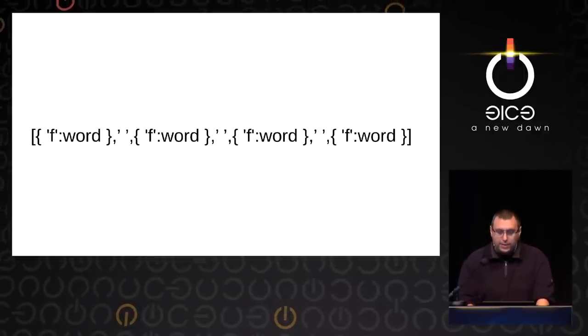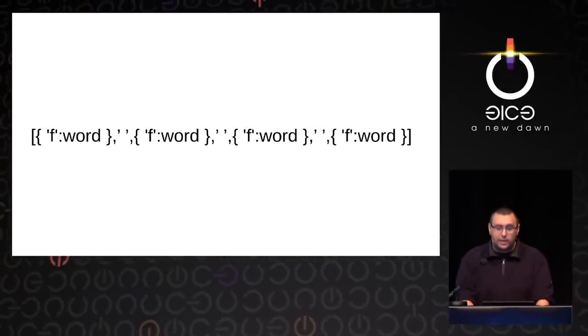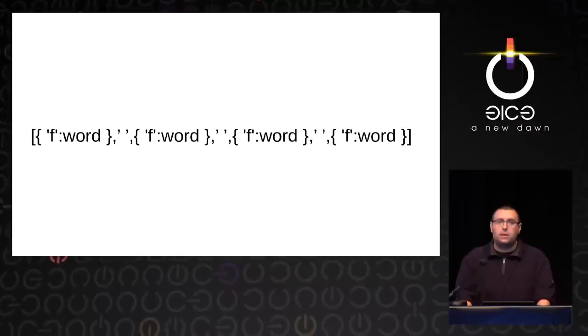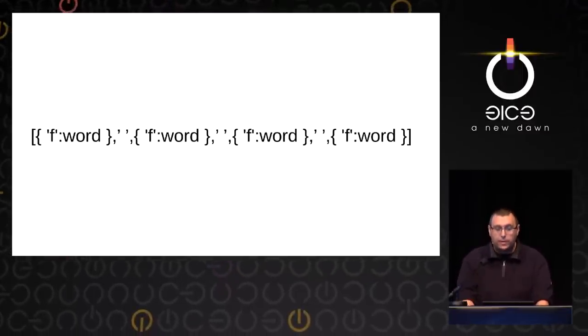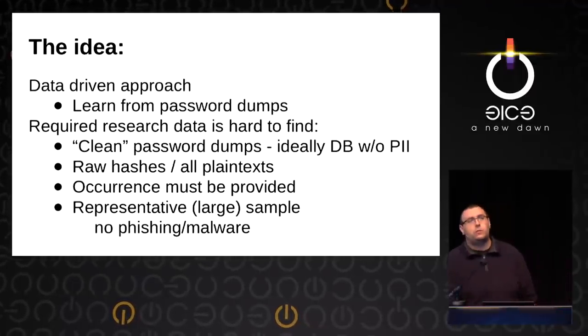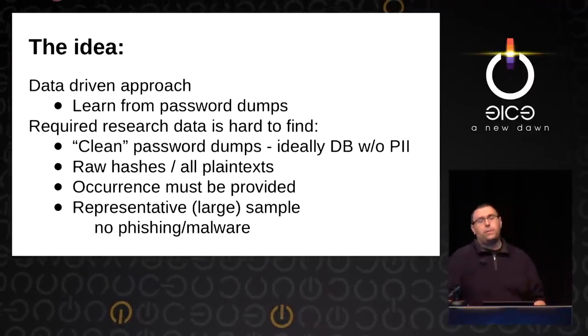So I wanted to create something where you can write something like this, which is an actual rule file that will say, just permutate all four words from a word list and let's see what comes out of it, right? The idea behind that was a data-driven approach. So, how do you learn how people create passwords?